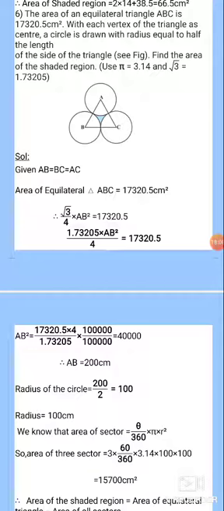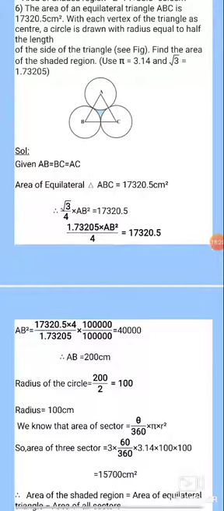60 by 360 into pi, 3.14 into 100 into 100. Side of that radius is what? 100. Now 60 and 360 cancel. 3 and next what? 60 are cancelled. At last what? 15,700 centimeter square is there.